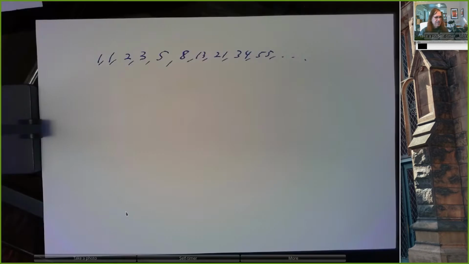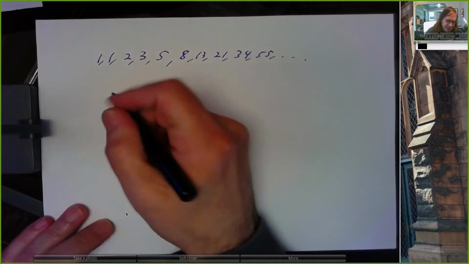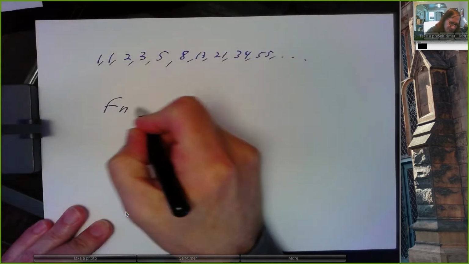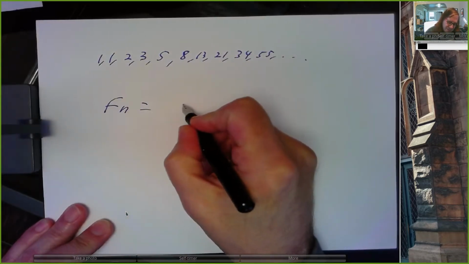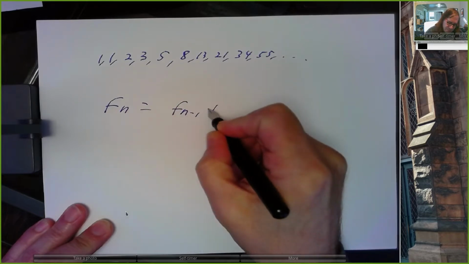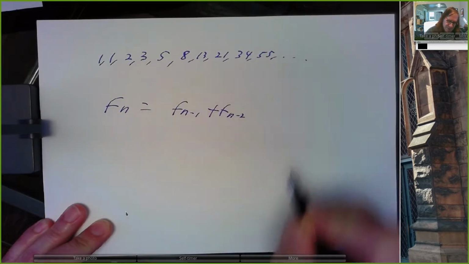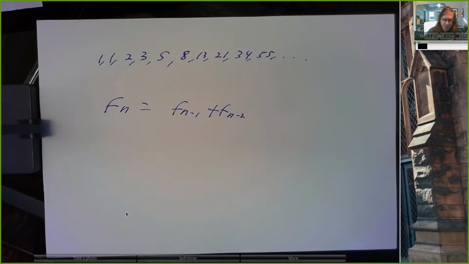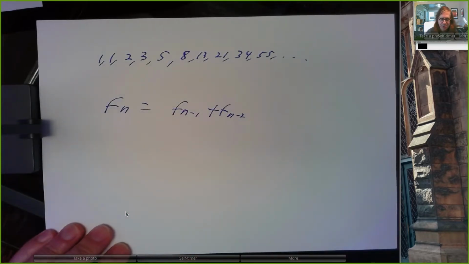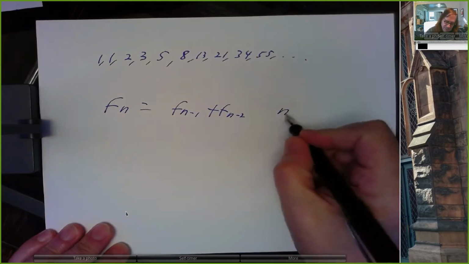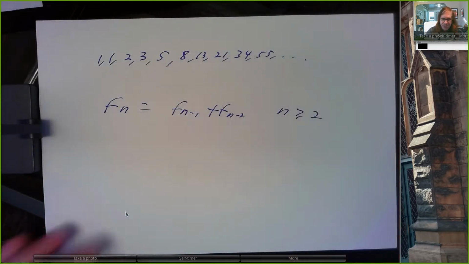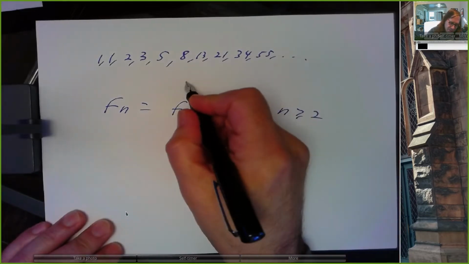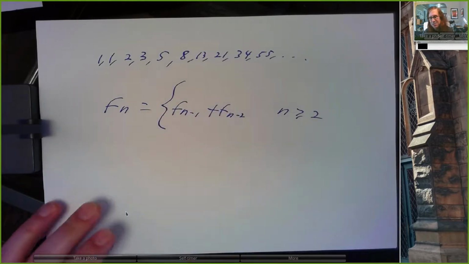So we can think of this as a recurrence relation, where we have the nth term of our sequence equal to the sum of the two previous terms. So f_n is f_(n-1) plus f_(n-2). But we need a base case, right? Just like with mathematical induction, you need a base case from which you can induct.